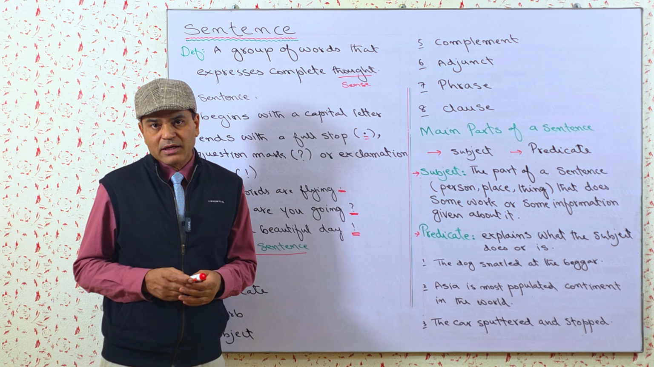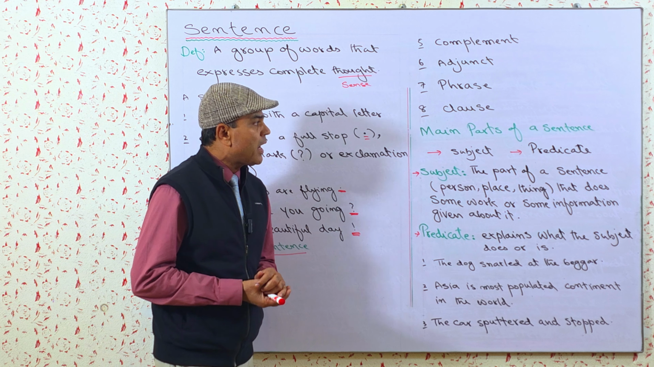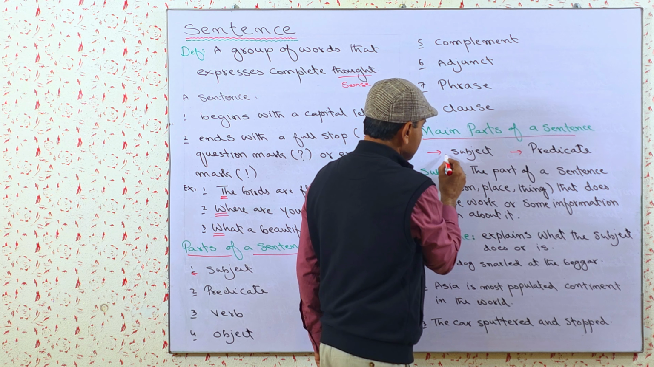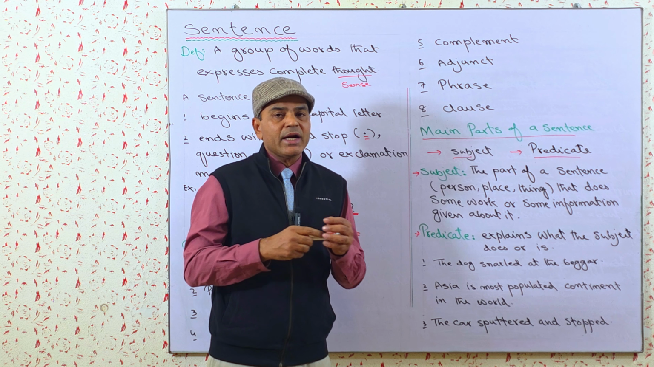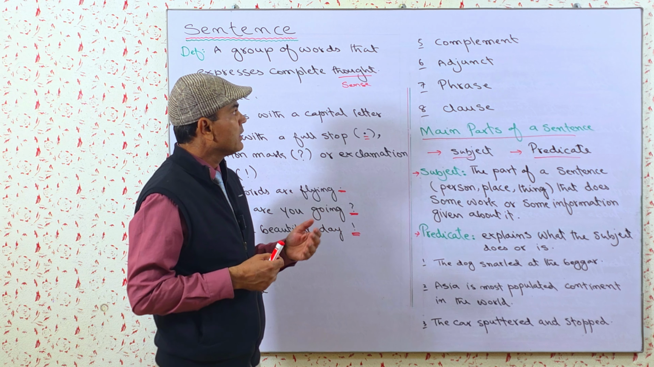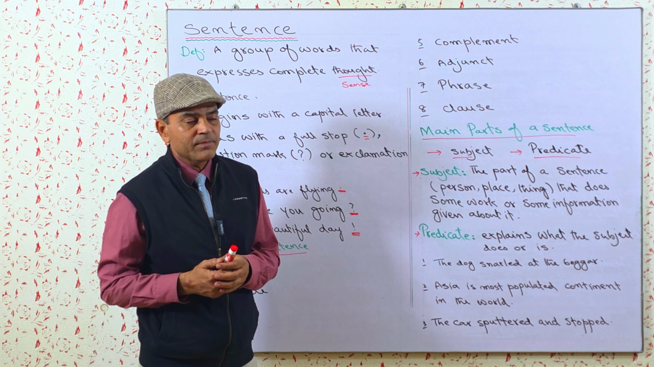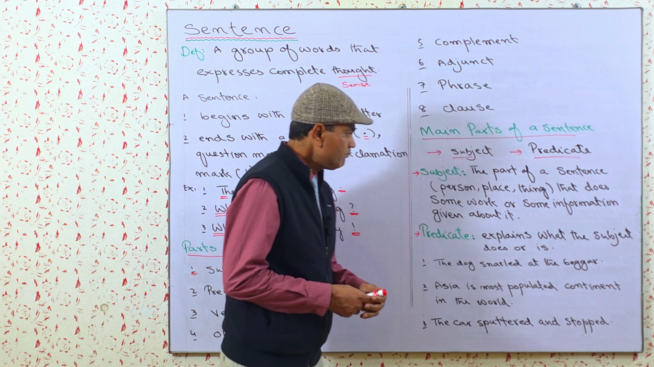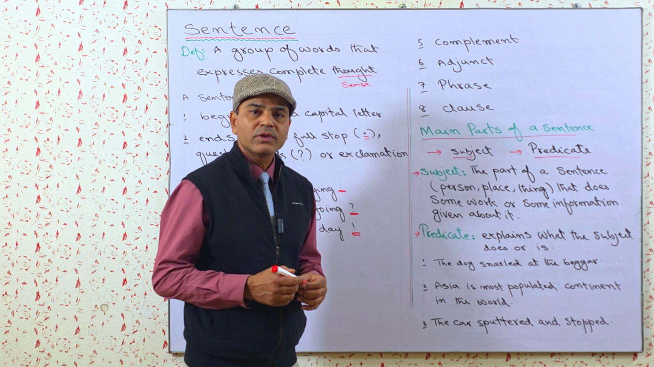It is not necessary that you always have all the parts in the sentence, but the most important, the main parts of a sentence, are subject and predicate. Subject and predicate are the most important parts of a sentence. In some sentences you will be missing phrases, complements, adjuncts, or clauses. But what you don't miss in every sentence is subject and predicate. So, what is the subject and what is predicate? Let's discuss it.